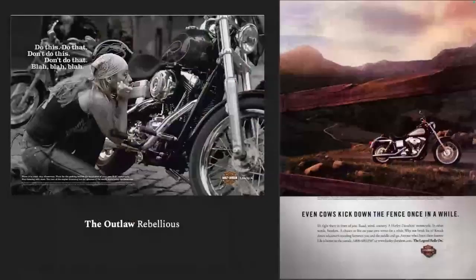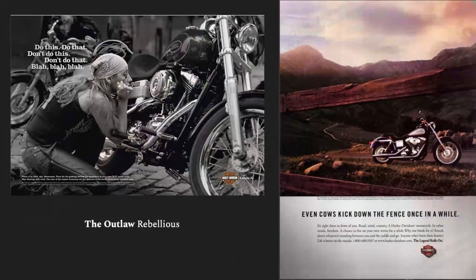Okay, so example, this one, Harley Davidson, right? The motorcycle company, the motorbike company. Their archetype is the outlaw, rebellious, means they don't follow the rules.